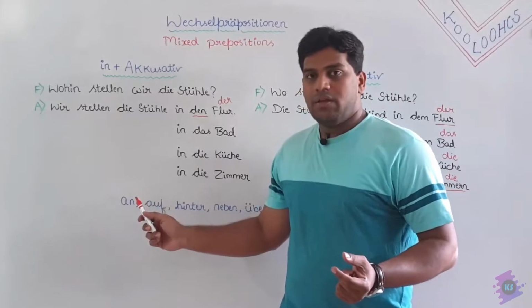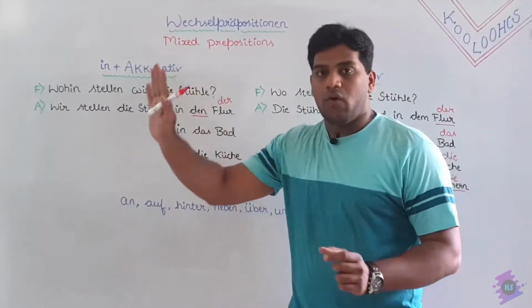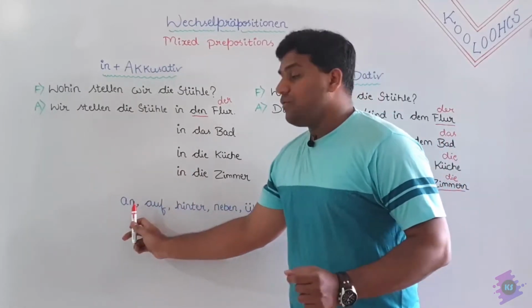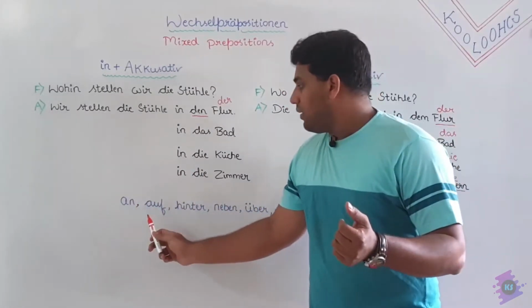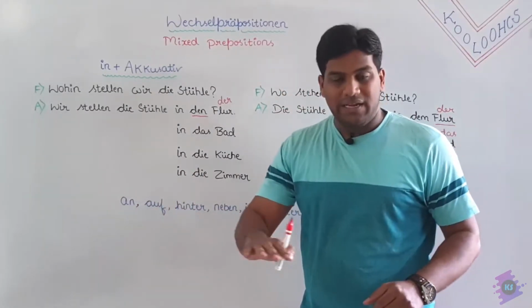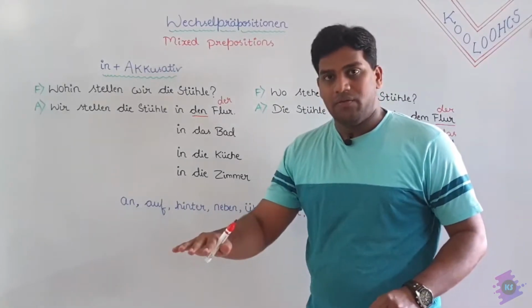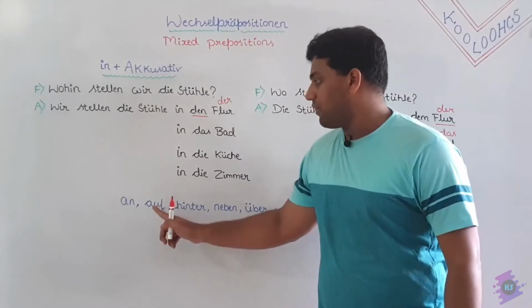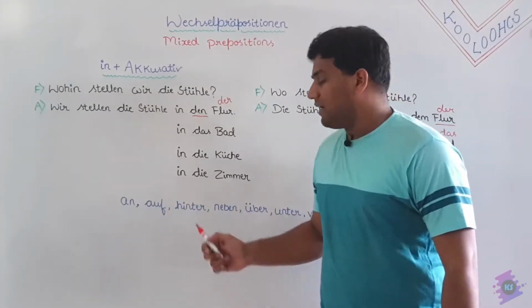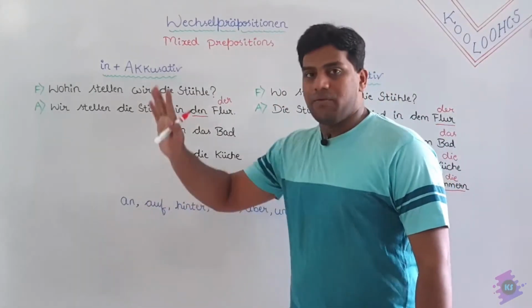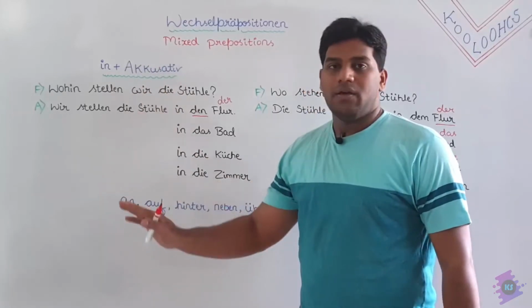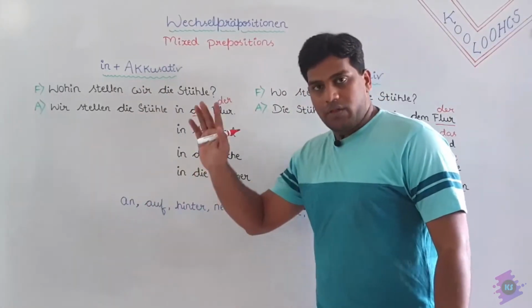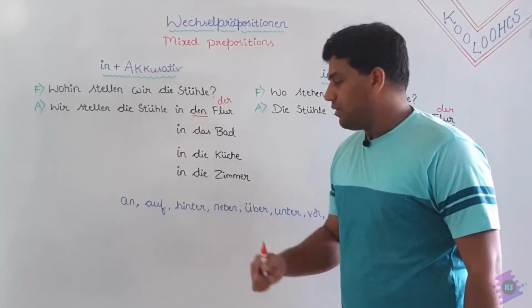An is actually when you say something is on the wall, okay, that is perpendicular to the floor. If it is on the wall, that is when you have to use an for that, okay. And if it is on a table, that is parallel to the floor, you should use auf, on the table, like auf dem Tisch, okay, that is dative, auf dem Tisch. An der Wand is dative usage of Wand, which means wall, an der Wand. So that is on the wall which is perpendicular to the floor.